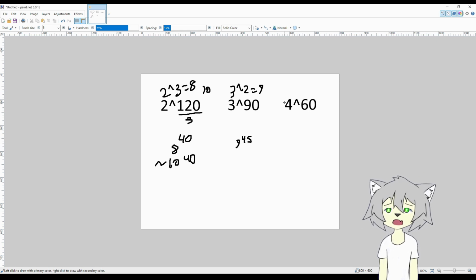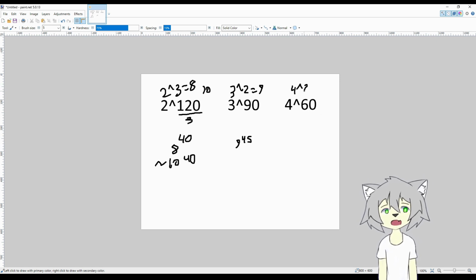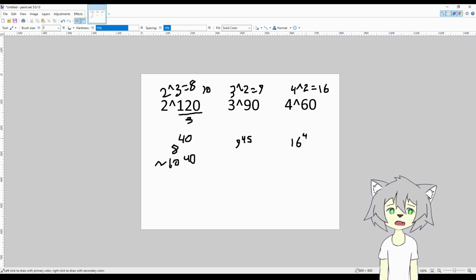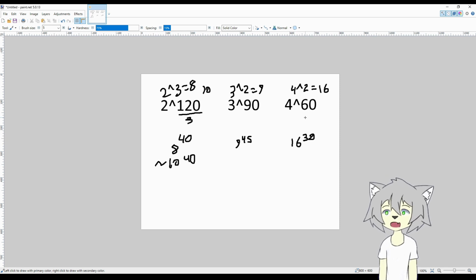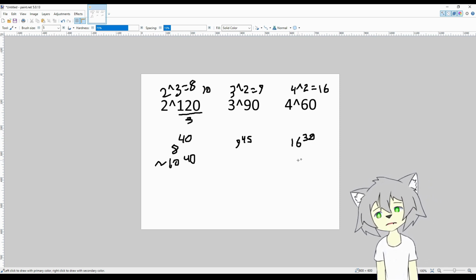And here we have this one. 4 to the power of 2 equals 16. And if we divide that, we basically get 16 to the power of 30, since we're dividing it by 2. And which number is bigger?